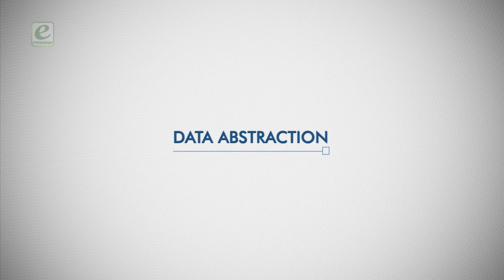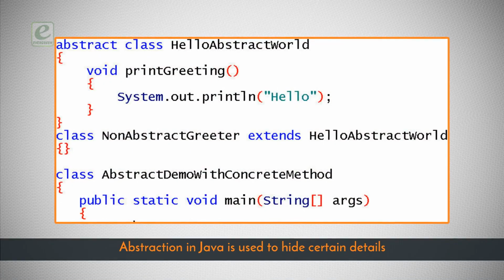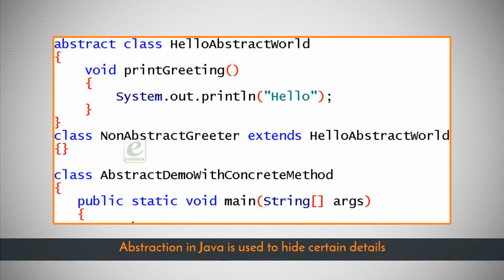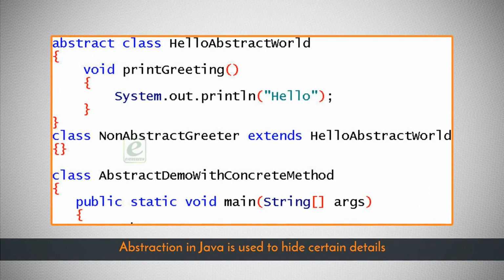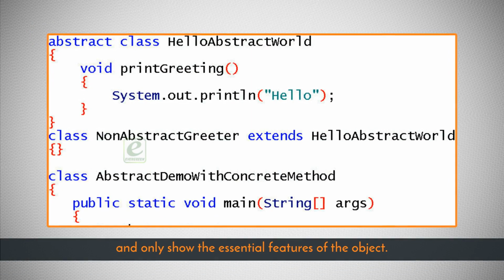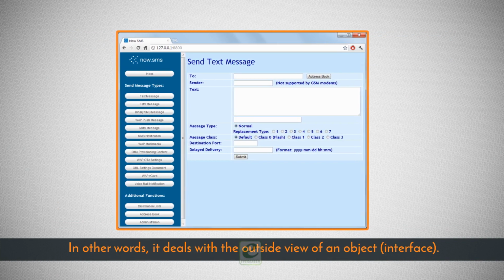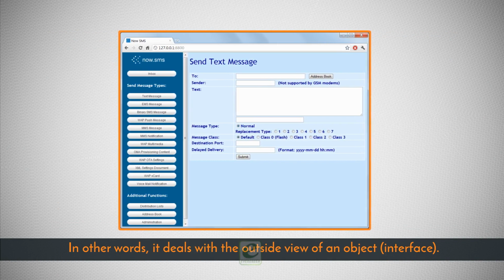Data abstraction. Abstraction in Java is used to hide certain details and only show the essential features of the object. In other words, it deals with the outside view of an object, interface.